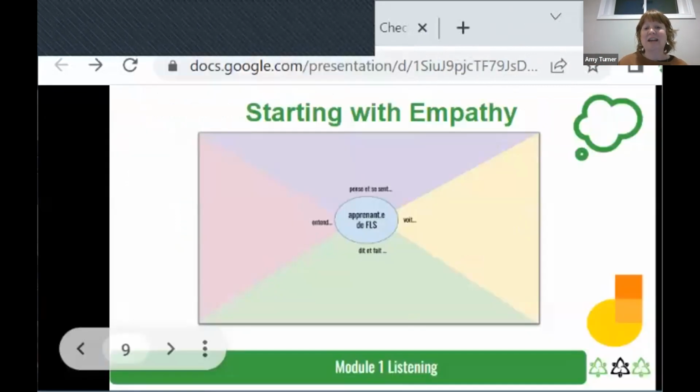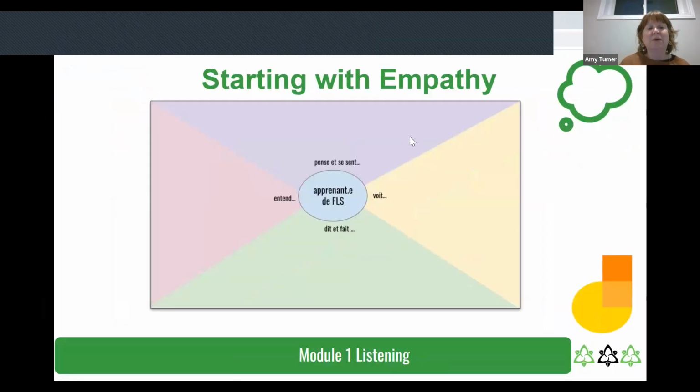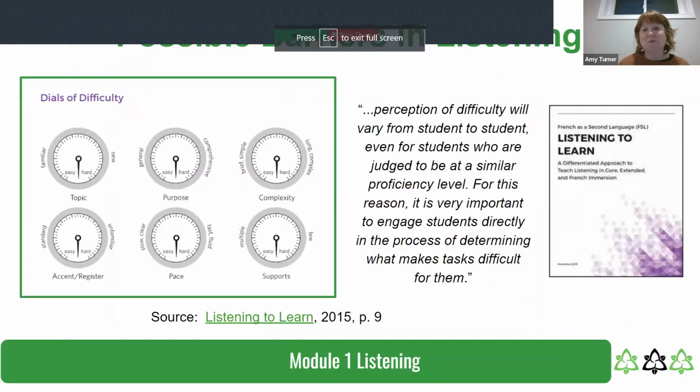So we're going to move on to the next slide, and you have identified already barriers that exist for students in listening. I'm going to comment on the quote in the middle in a moment, but I wanted to highlight this resource, Listening to Learn, on the Transforming FSL website, that speaks about some of the barriers for listening, and you identified a lot of those.